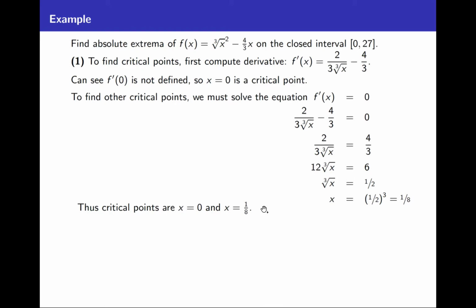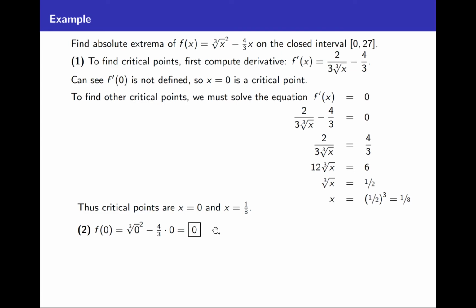Okay, all of this was step 1 of the procedure on the previous slide. We found our critical points that are in our closed interval. Step 2 asked us to plug in the endpoints of the interval and those critical points. Well, as I said, x equals 0 is both an endpoint and a critical point. We've got to plug it into the function. F of 0 is the cube root of 0 squared minus 4/3 times 0, and that's 0.